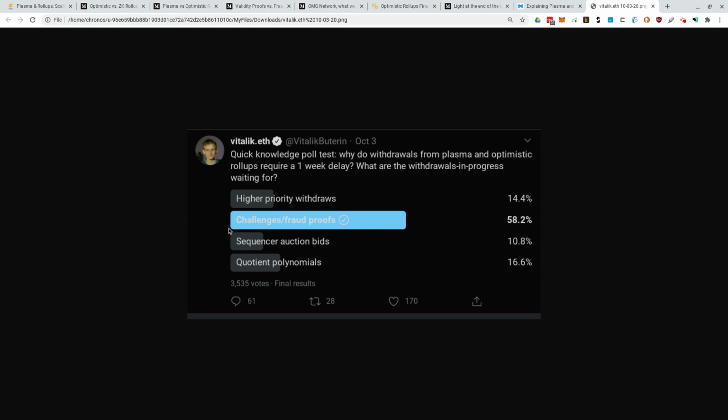So like I said before, if you read further into some of these articles that I'm going to post in the description, you will be able to see that there are ways to make these things faster. I believe Matic, since they are a Plasma chain, they do have a way of doing faster withdrawals than a week. But to make it very secure, it looks like ZK rollups are the best way to do that.